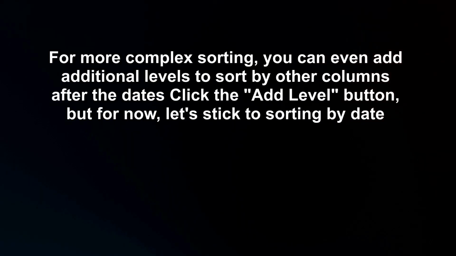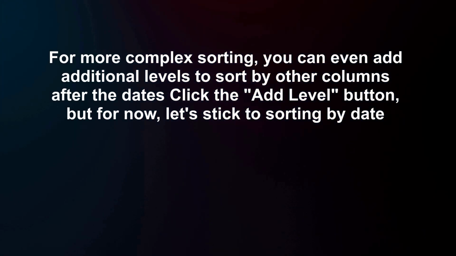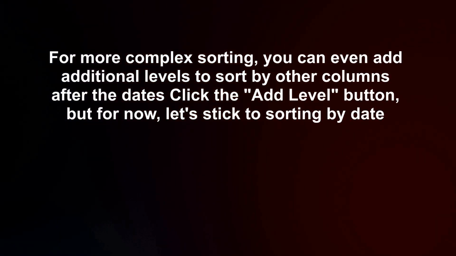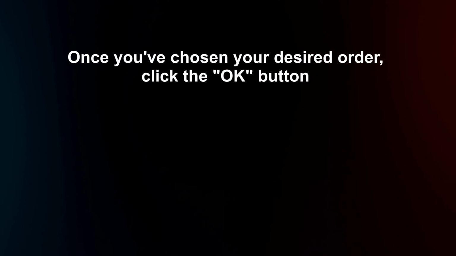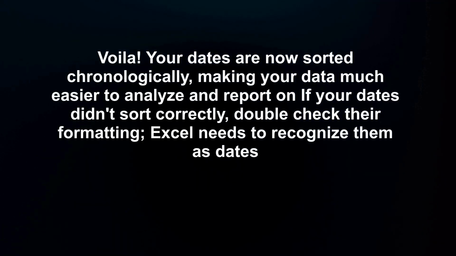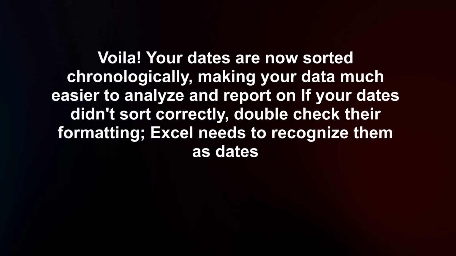For more complex sorting, you can even add additional levels to sort by other columns after the dates. Click the Add Level button. But for now, let's stick to sorting by date. Once you've chosen your desired order, click the OK button. Voila! Your dates are now sorted chronologically, making your data much easier to analyze and report on.